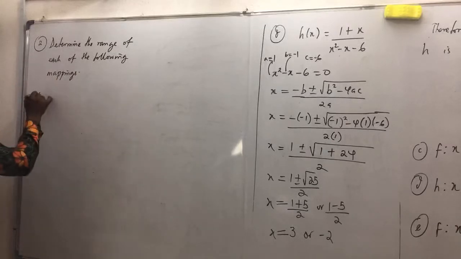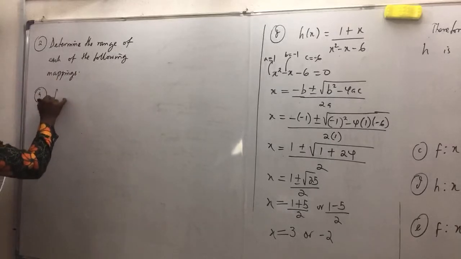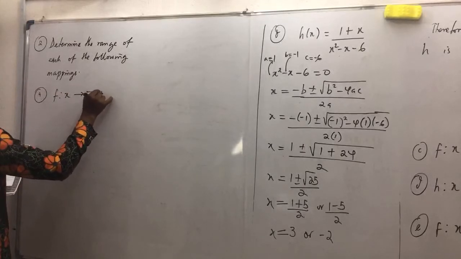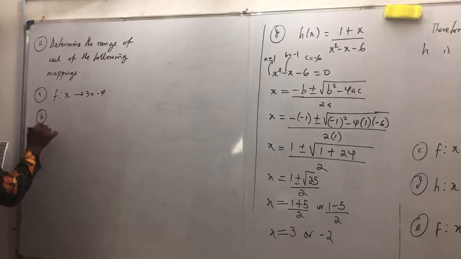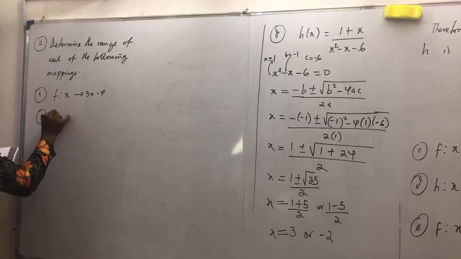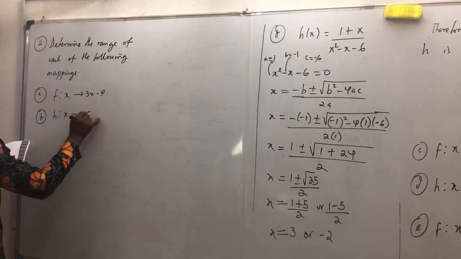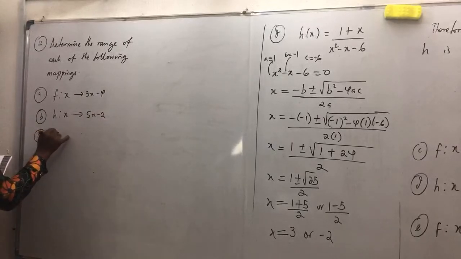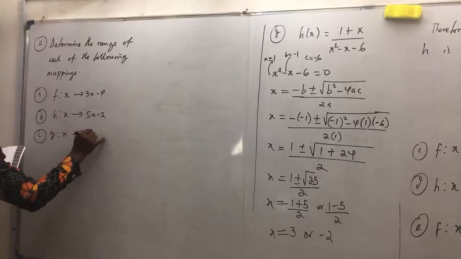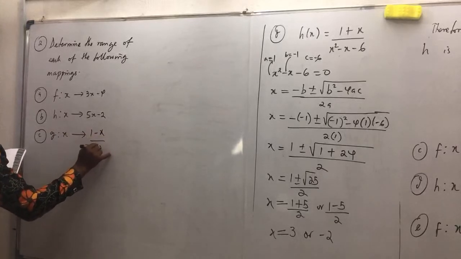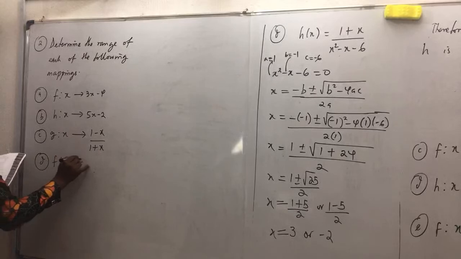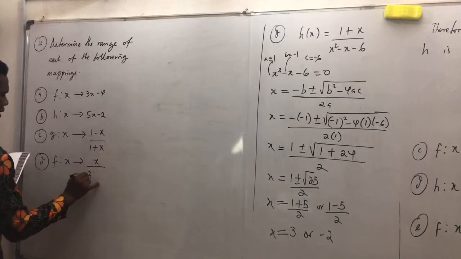The first mapping here is f from x into 3x minus 4. The second mapping is h from x into 5x minus 2. The third mapping is g from x into 1 minus x all over 1 plus x. The fourth mapping is f from x into x over 3 minus x.